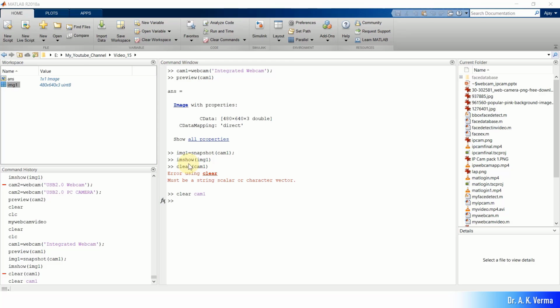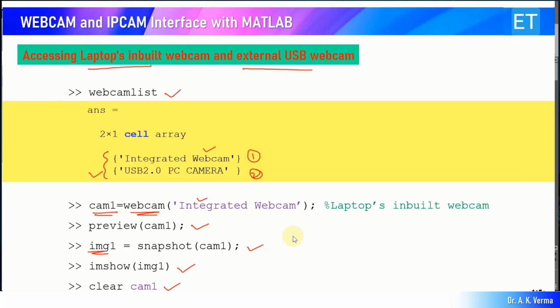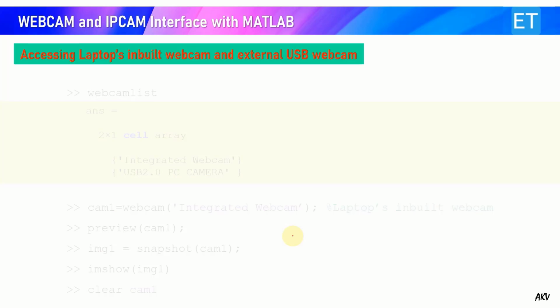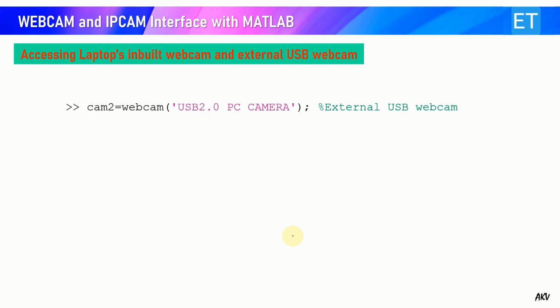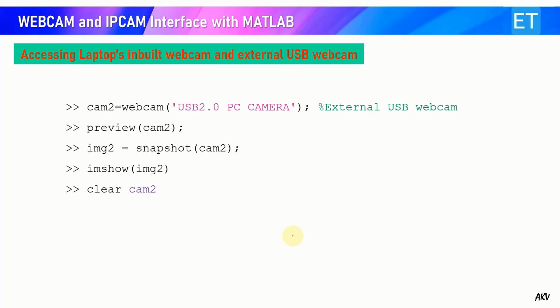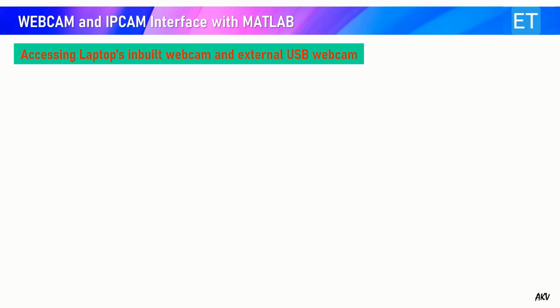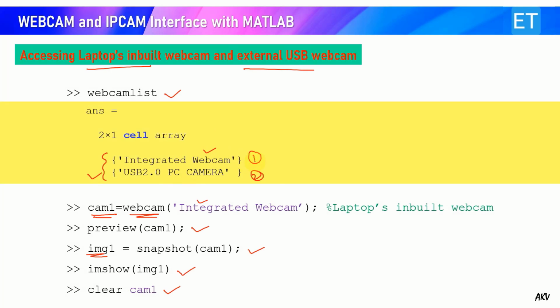Let me jump back to my presentation. Here I will show you how you can access your external USB camera. The command will remain the same. You just need to put the hardware name in that webcam function. That is the USB 2 PC camera, as shown by the list here. You can see this one.